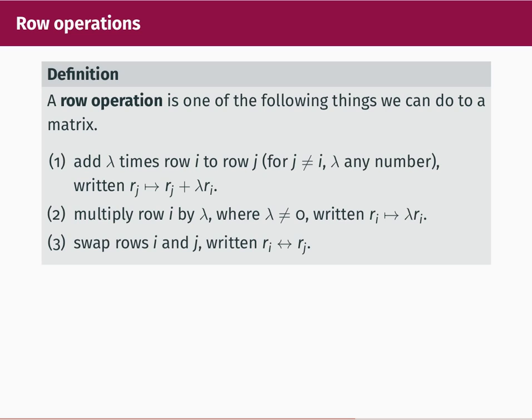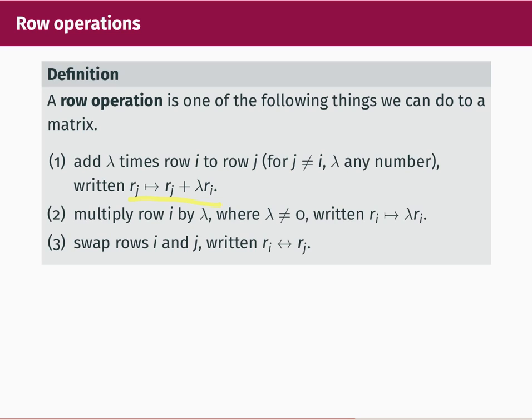The corresponding effect on the augmented matrices of these linear systems is called a row operation. A row operation is one of the following 3 things that we can do to a matrix. First, you can add lambda times row i to row j. Here, j should be not equal to i, but lambda can be any number you like. There's a special piece of notation for these row operations. This row operation is written like this: row j goes to row j plus lambda times row i.